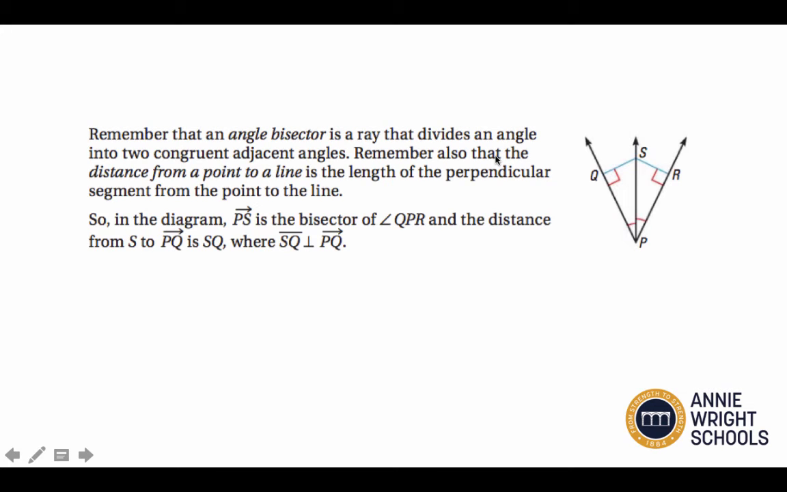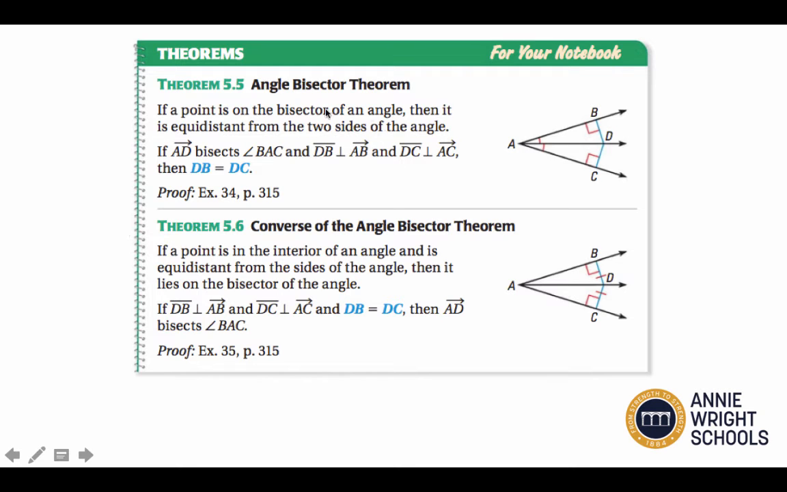The next unit talks about angle bisectors. So notice that an angle bisector, we remember it's a ray that divides an angle into two congruent adjacent angles. Remember also that when we calculate distance from a point to a line, we use the length of the perpendicular segment. That's because on an angle bisector theorem, we know that any point on the angle bisector is equidistant from the sides of the angle. And the converse of the angle bisector theorem is if a point is equidistant from the sides of the angle, then it must be on the angle bisector.